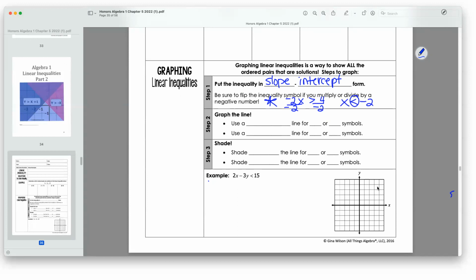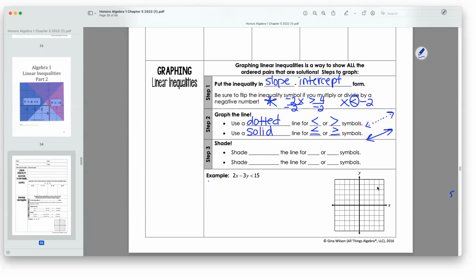When we graph the line, we use a dotted line for less than or greater than symbols, and we use a solid line for less than or equal to or greater than or equal to symbols. A dotted line is like a straight line, but instead of being colored in all the way, you leave little dots, or you can use dashes instead. Whereas a solid line is the kind of line you're used to making from graphing systems of equations.